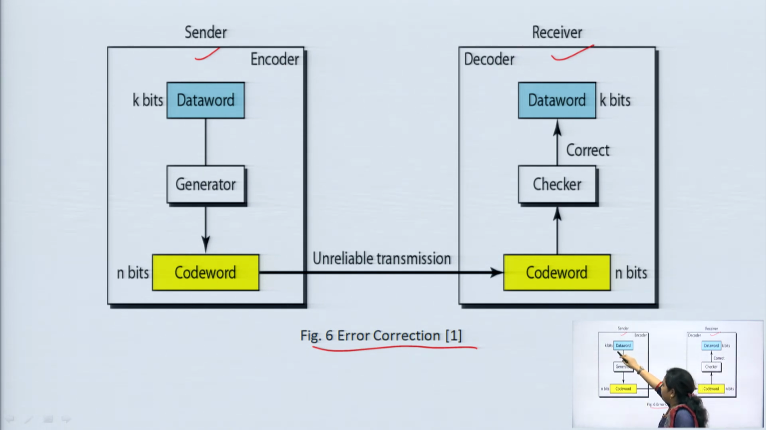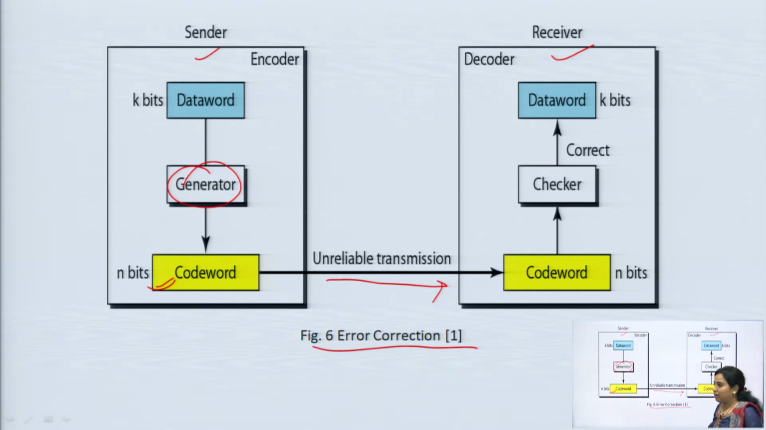It will generate k bits of data, which is applied to the generator side, then given to the code word that has n bits. Then it is applied to the unreliable transmission, which you cannot rely on, and it reaches the code word. At this code word it is applied to the checker, where we have to check whether an error has occurred or not. In this case you do not have to remove it or delete it, you have to correct that particular error. Firstly it will be checked, then the error is corrected, and the corrected data will be transmitted to the data word at the receiver side.